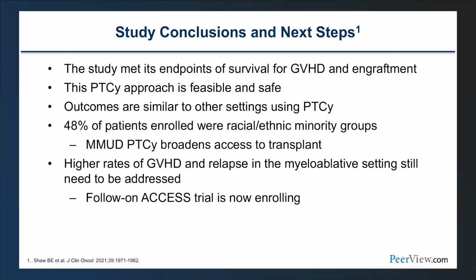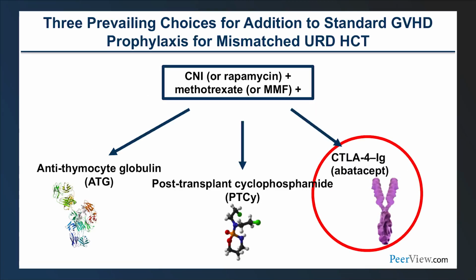48% of the patients were from racial and ethnic minorities, and therefore PTCY can really be considered to broaden access to transplant. There were higher rates of GVHD and relapse in the myeloablative setting, which still need to be addressed. There's a follow-on study now called ACCESS, which is looking at PTCY for 7 out of 8 and other mismatches in PBSC transplants. So now let's turn to the new kid on the block, abatacept.